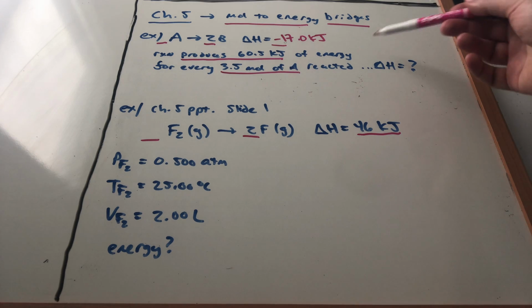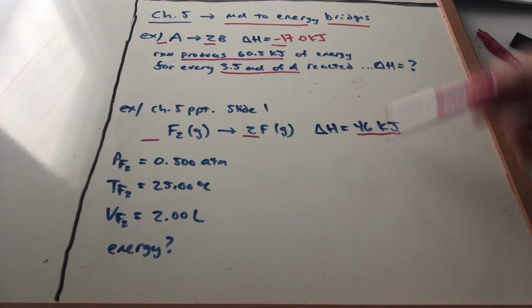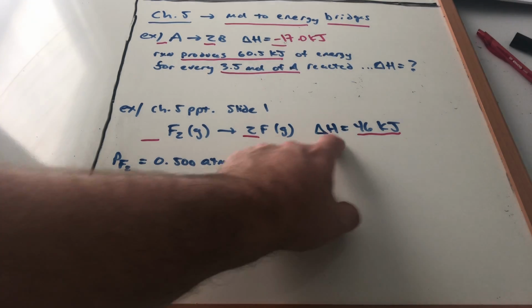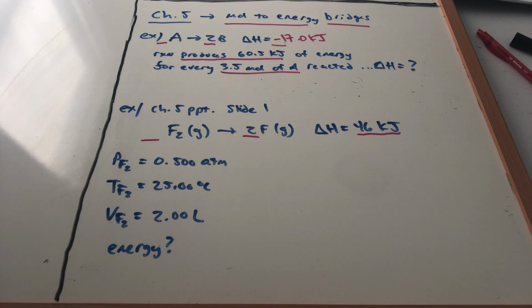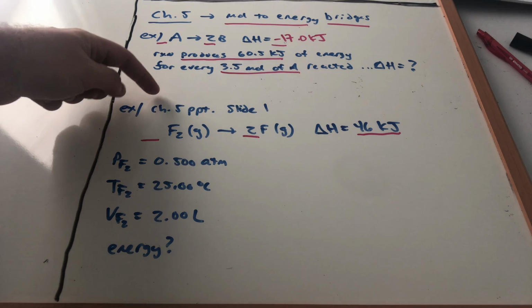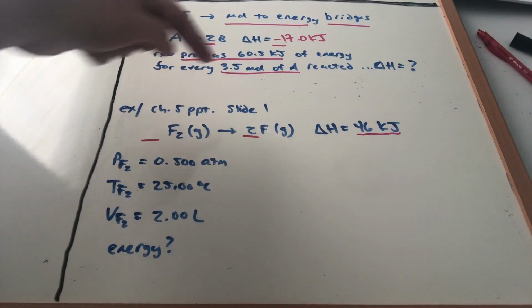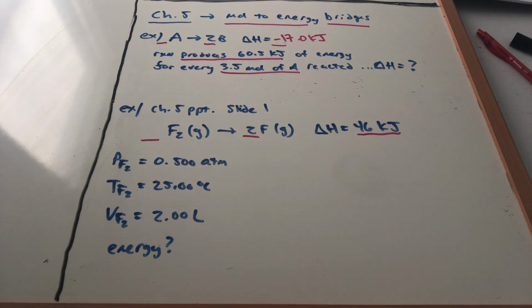So this example is important because you will see problems like this, but most of the time what we're given is a delta H that we know and a known reaction. And then we're asked to analyze it. So this next example is actually from your chapter 5 PowerPoint, and it's slide number 1. And it shows an interesting process.